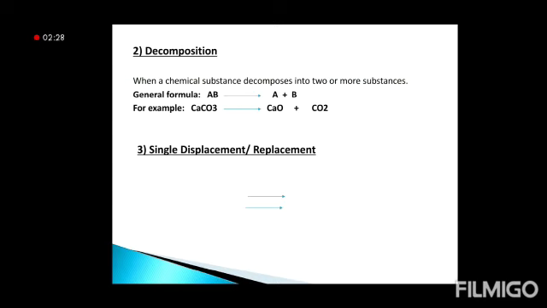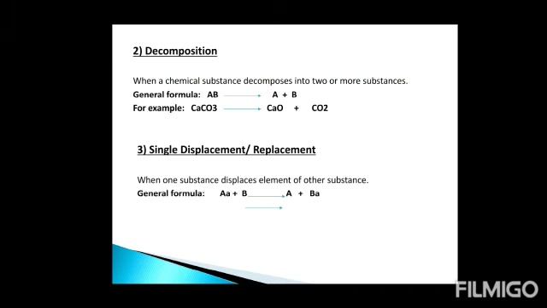Third is single displacement or replacement reaction. In this type of reaction, one substance displaces an element of another substance. The general formula is capital A small a plus B arrow capital A plus capital B small a. Here you can see that small a has changed its position from capital A to capital B. That is why we can say that when one of the elements changes its position from one substance to another, the reaction is called a single displacement or single replacement reaction.